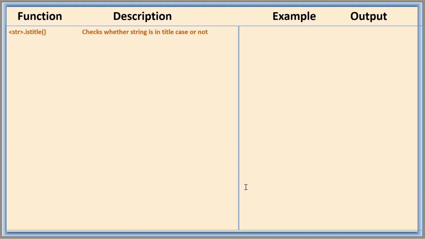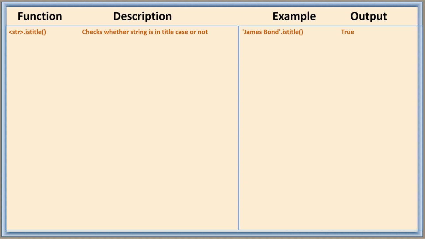string.istitle(). This will check whether the given string is in title case. That means the first letter of every word is supposed to be capital in title case. It is going to check that, and if it is correct, it will return True. For example, "James Bond". You can notice that J and B are both capital letters, so it will give True as the result.